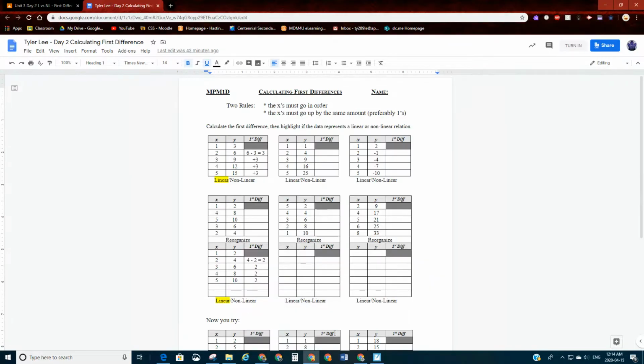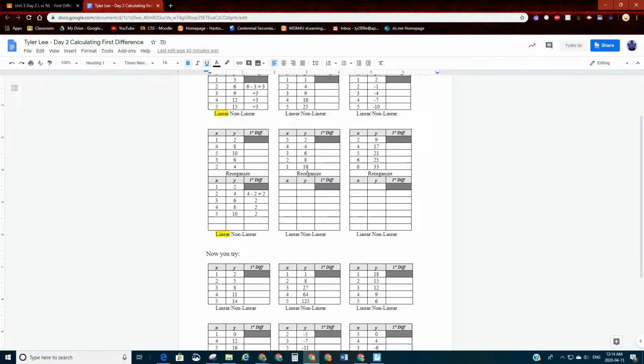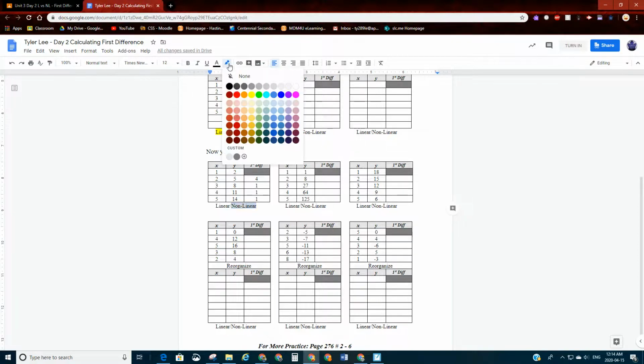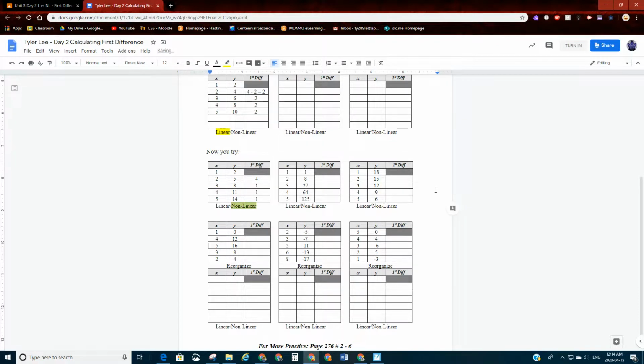Now I'm going to go back to Tyler here as my sample student. He's going to go in and do all of these, right? And calculate whatever the first difference is. Okay, 4, 1, 1, 1. It's not that, he's wrong. But he's going to fill in all of these and he's going to decide if they're linear or nonlinear by highlighting this and doing all that stuff.